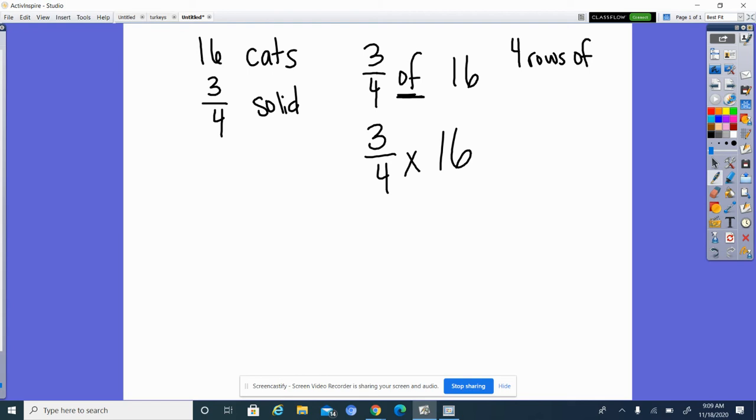4 rows of, we want a total of 16. 4 rows of 4. Can we do it any other way? No, because it's got to be 4 times 4, right? Okay, so 4 rows of 4. 1, 2, 3, 4. There's 1 row of 4. 2 rows of 4. 3 rows of 4. 4 rows of 4.